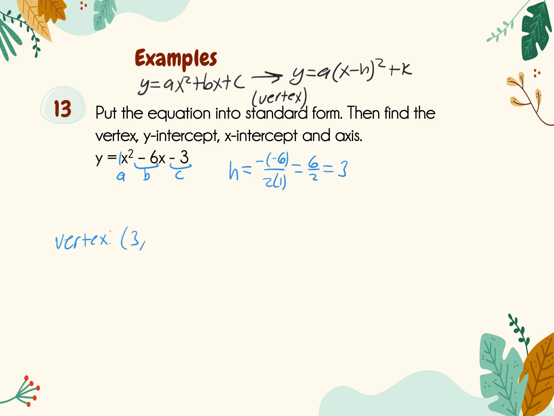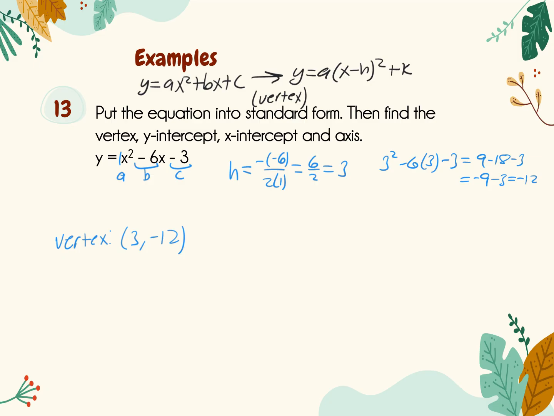And then to find the y coordinate, I'm going to plug that in, and we're going to get 3 squared minus 6 times 3 minus 3. And that's going to get us 9 minus 18 minus 3. So that's going to get us -9 minus 3, which is -12. So that means my vertex is (3, -12), right?